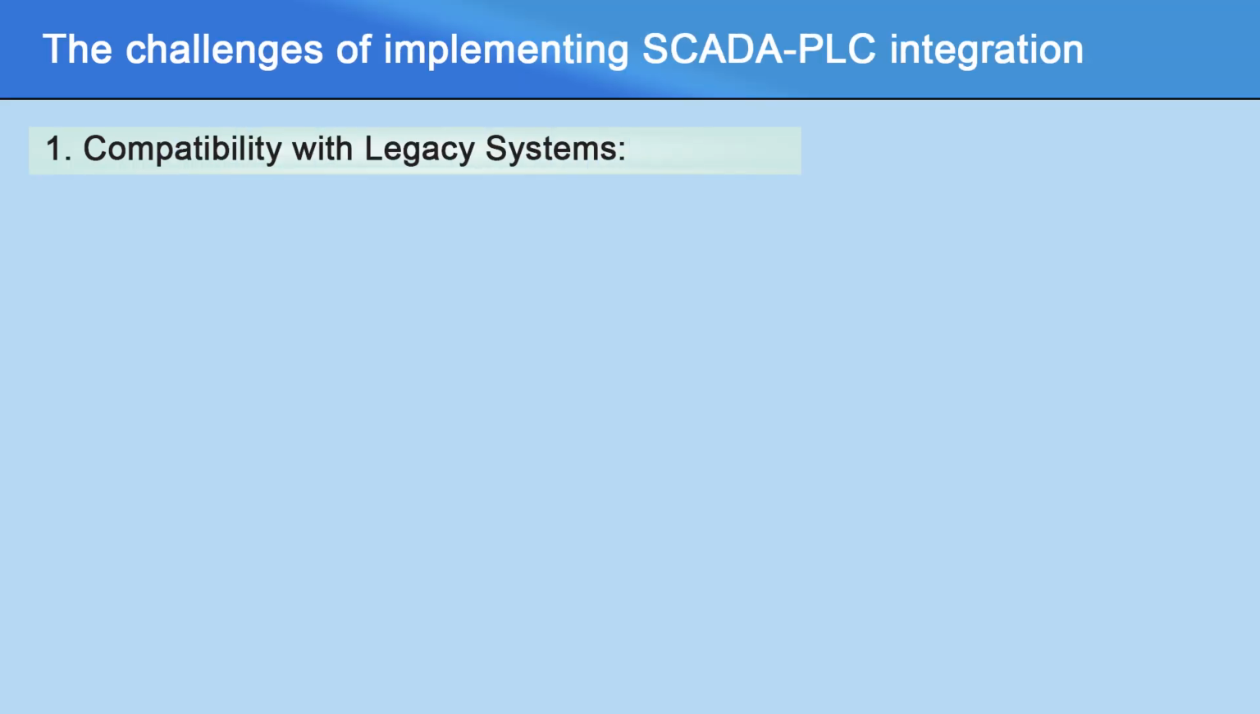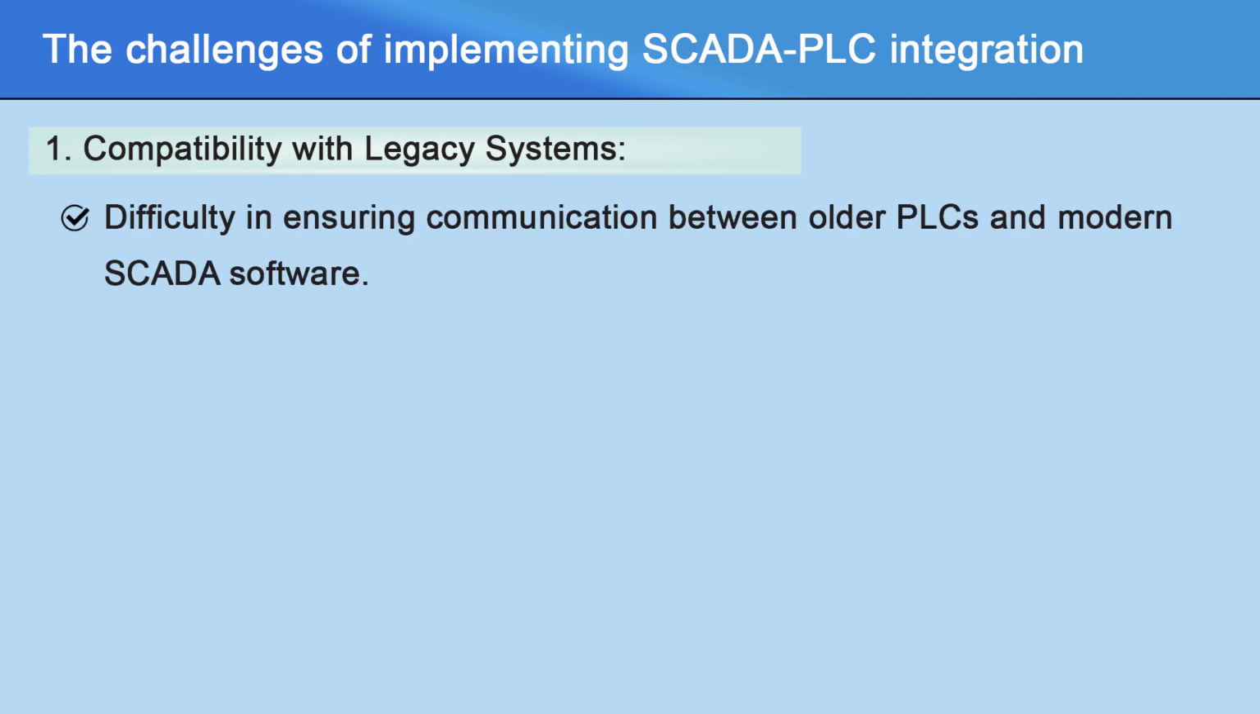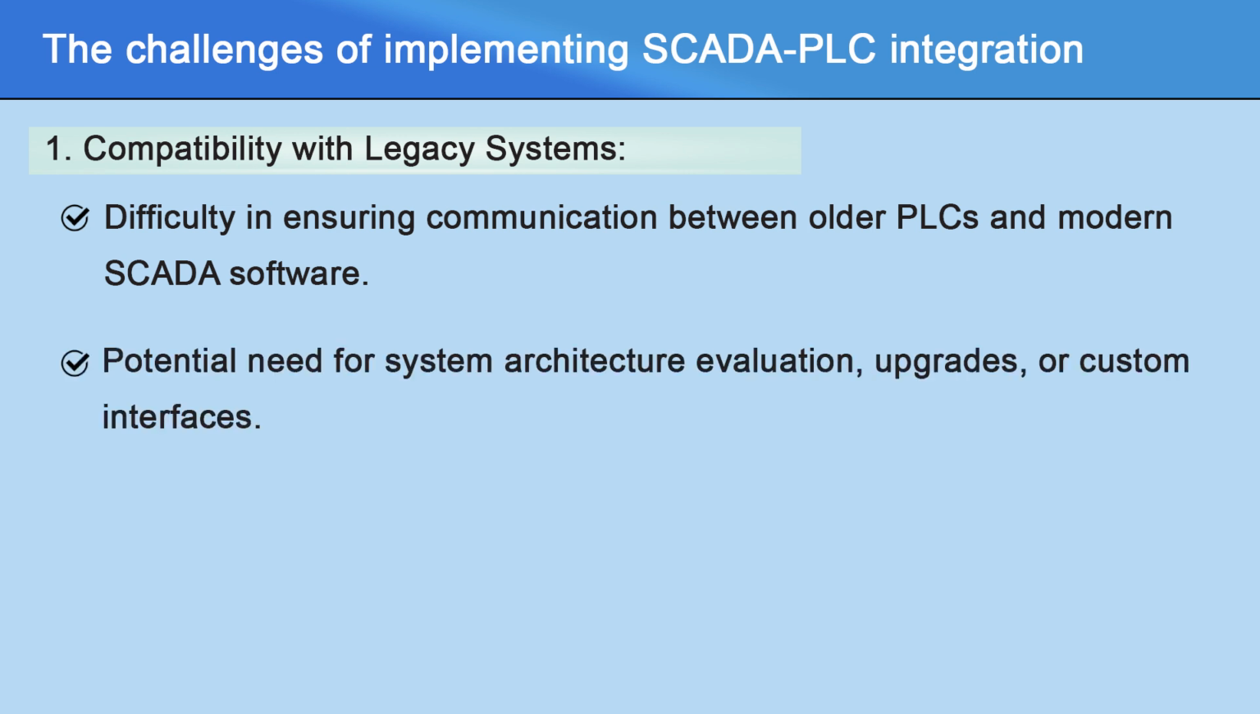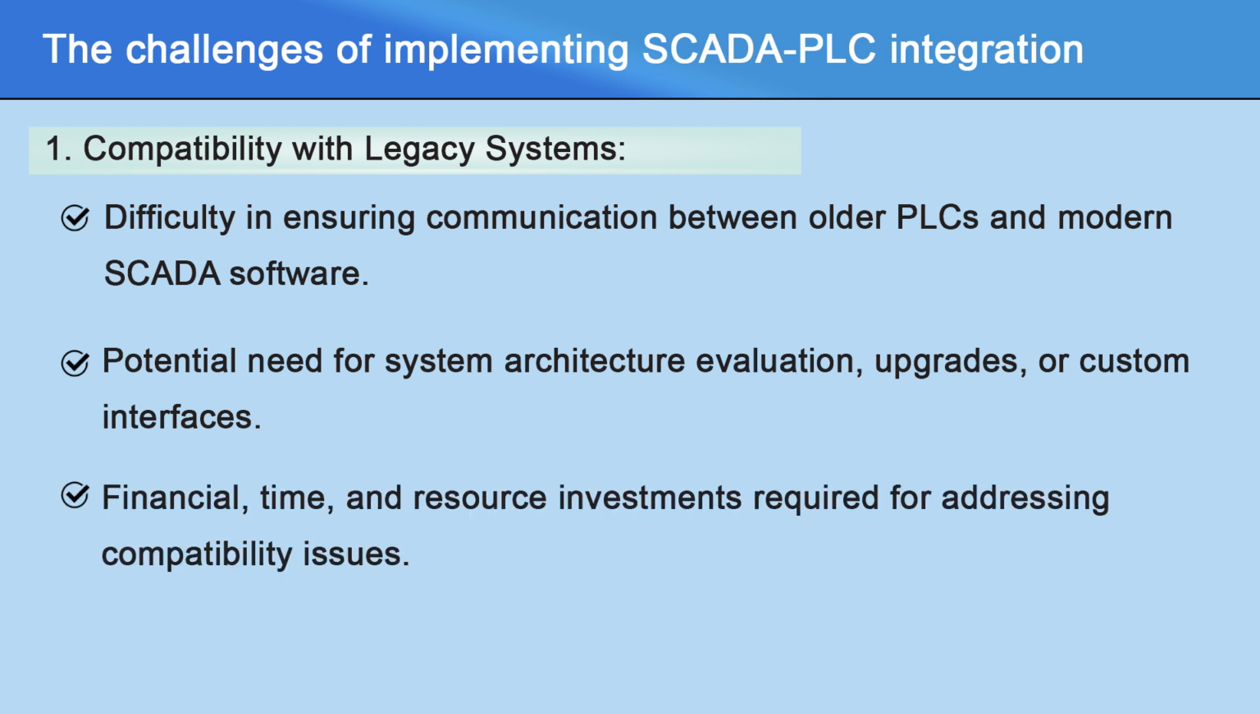Now, implementing the SCADA with the PLC also has some challenges. First challenge is compatibility with the legacy systems. There is difficulty in ensuring the communication between the older PLC and the modern SCADA software. There is also a potential need for system architecture evaluation, upgrades or custom interfaces. Financial, time and resource investment are also required for addressing the compatibility issues.